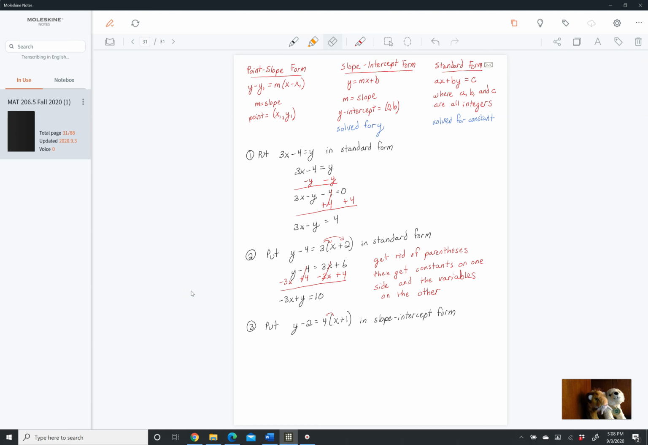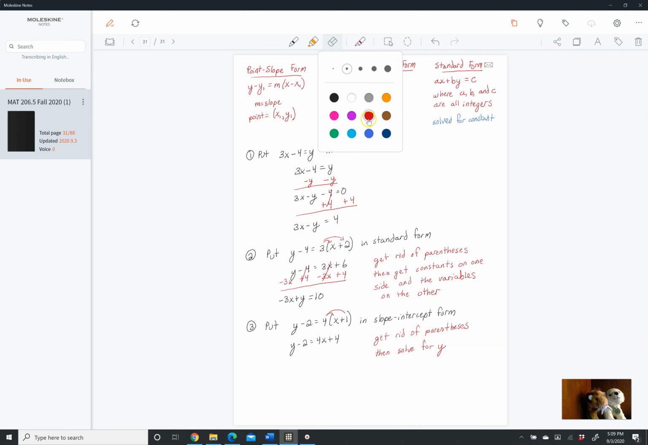So here, we're going to get rid of the parentheses by distributing. You always get rid of parentheses by distributing when you're doing these simplifications, and then we're just solving for y. So when we get rid of the parentheses, we get y minus 2 is equal to 4x plus 4. And then we need to solve for y, which means get y by itself. So we just need to add 2 to both sides.